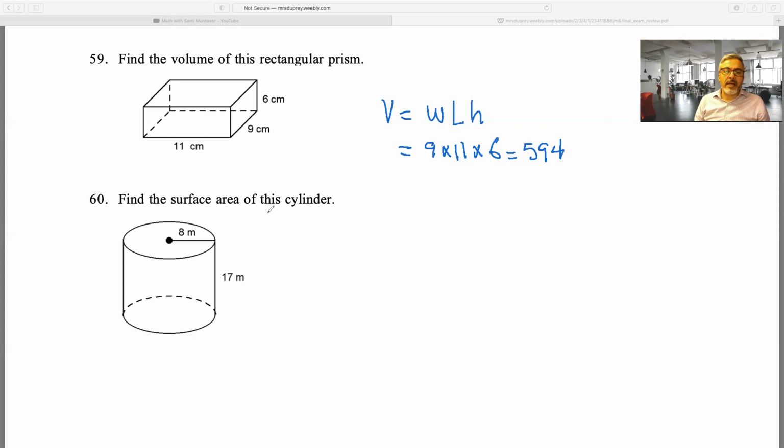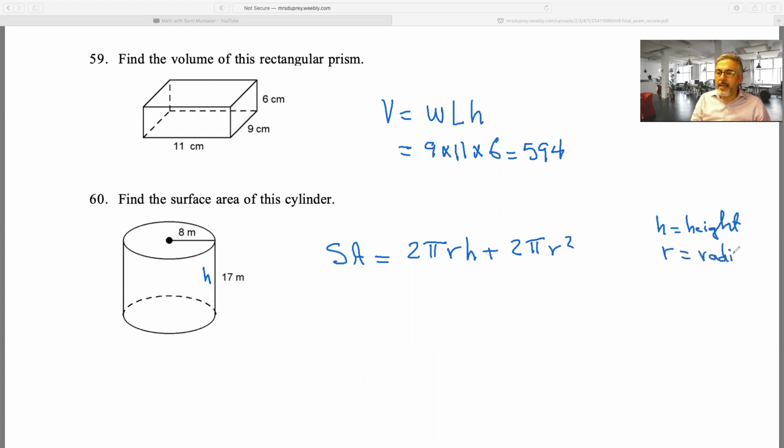Now find the surface area of this cylinder. The surface area for a cylinder is 2 pi RH plus 2 pi R squared. H is the height, which is 17, and R is the radius. Then you just plug it in, so 2 pi times the radius, which is 8, times h, which is 17, plus 2 pi times the radius squared, so that's 8 squared.